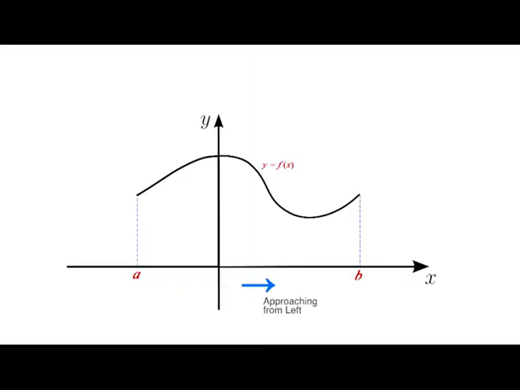Similarly, limit of f of x as x approaches b from left may or may not exist, but limit of f of x as x approaches b from right does not exist as the function is not defined to the right of x equal to b. Hence, limit of f of x as x approaches b also does not exist.